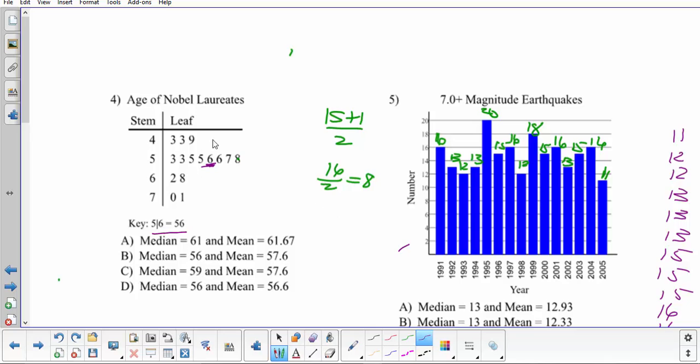The mean, we would add them together. In order to add them together, we have to put them back together: 43 plus 43 plus 49, etc. The total is 849. We divide that by 15, and our answer is 56.6, which means the correct answer is D.